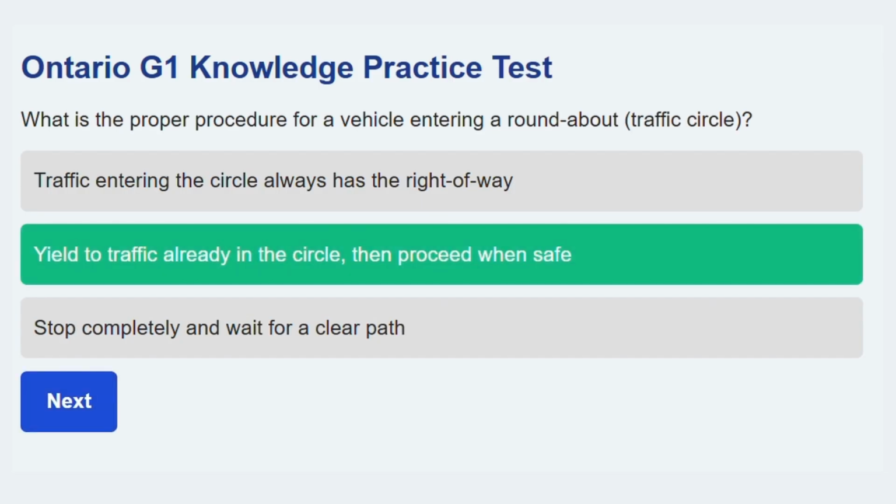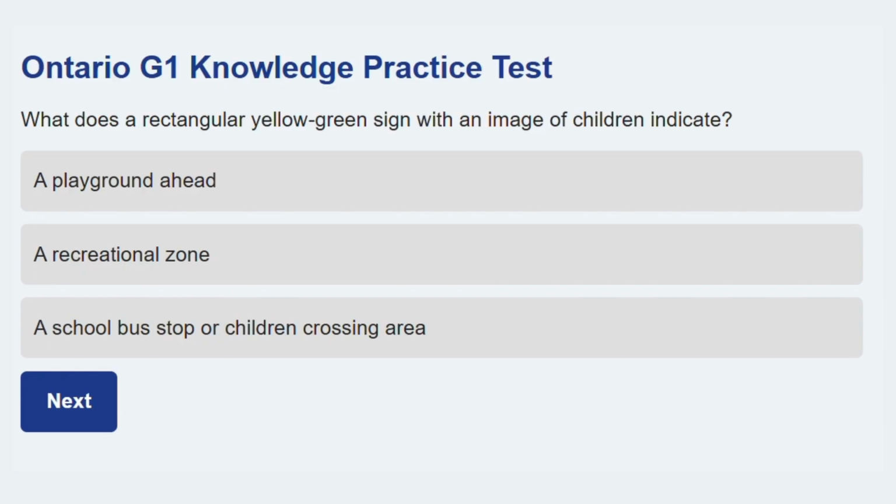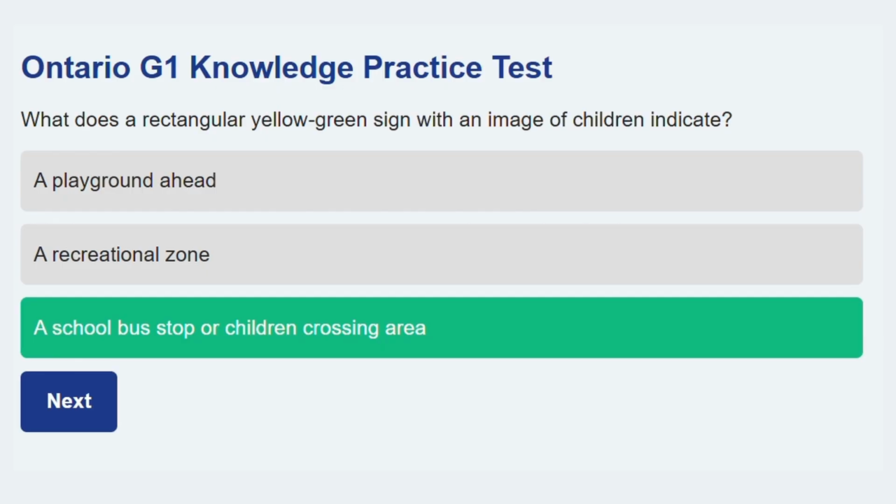Next up, what does a rectangular yellow-green sign with an image of children indicate? A school bus stop or children crossing area. This color and shape is used to highlight areas where children may be present.